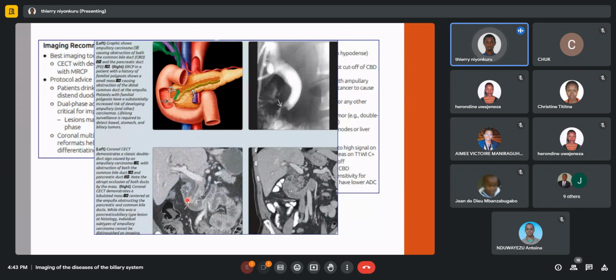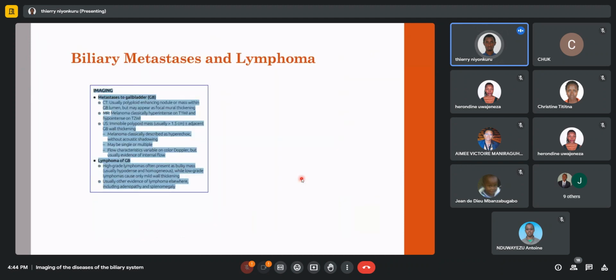In this patient, we can visualize this dilatation of the common bile duct and the pancreatic duct with this soft tissue enhancing mass at the ampulla region. We can see that it is obstructing, which is suggestive of ampullary carcinoma. It is the same in this patient, where we can visualize this soft tissue mass with common bile duct and pancreatic duct dilatation, suggestive of ampullary carcinoma.